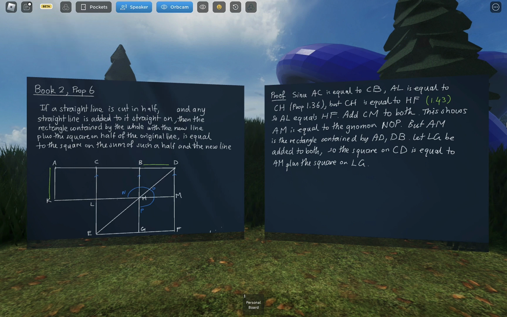Are we done? Let me see. Then the rectangle contained by the whole with the new line, so that's AD by BD, which is AM, plus the square on half of the original line, which is LG, is equal to the square on the sum of such a half and the new line, which is the square on CD. So yeah, we're done. That's what we needed to show. All right. Any questions about that one? So yeah, really no new ideas there. That was like a slight variation on the previous proposition.